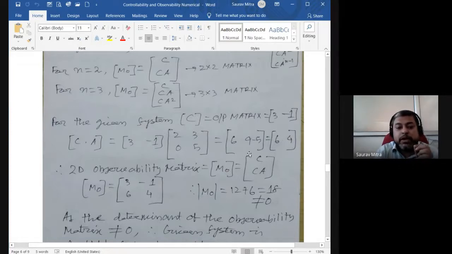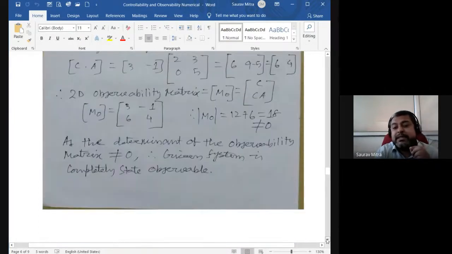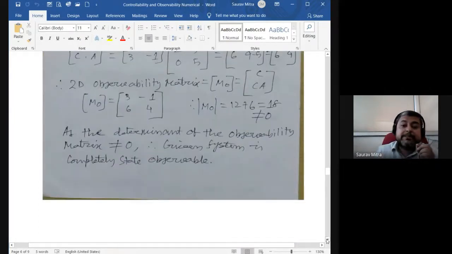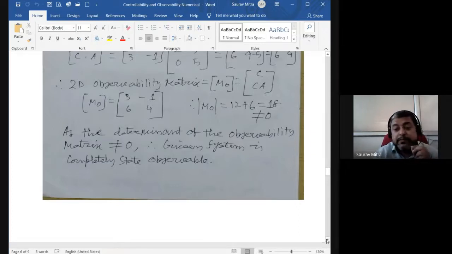So this is 6, 4. This 6, 4 comes below. The top one is 3 minus 1, that is the C matrix. The bottom one is CA, that is 6, 4. Now you do the cross multiplication. So this is 12 plus 6, that is 18. Whether it is 18 or 20 or minus 18, it doesn't matter. The only thing is the observability matrix is 3 minus 1, 6, 4, and its determinant is non-zero.